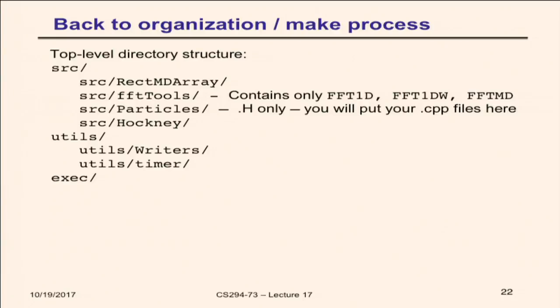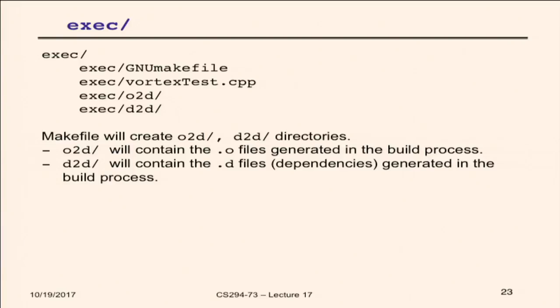So let's drill down and look at exec. Exec has 4 things in it. It has makefile, so there's only going to be one makefile here. We're not building libraries, we have one library that's already built, so there's no dependencies like that. We have the FFTW library, but you've already got that. So it has one makefile. It has a vortex test, which is what contains main. And now it's going to generate two directories. For this problem, it will be a directory called O2D and a directory called D2D.